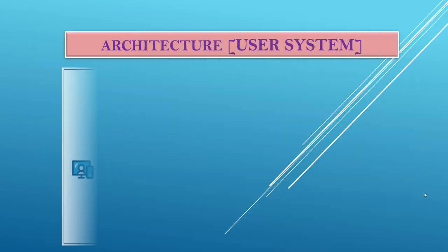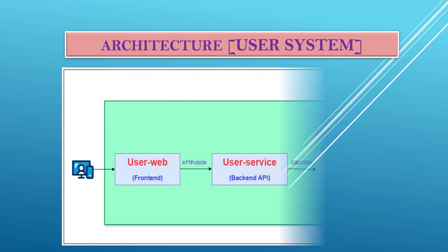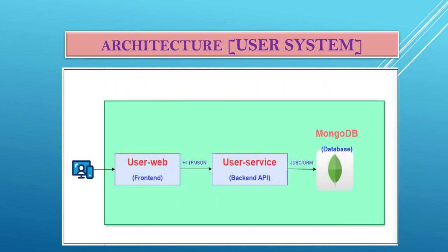This is the architecture of our whole user system, in which these are the subsystems. We have the user web as a client application, on the backend side we are going to create a user service, and on the back we are going to use MongoDB as the database.